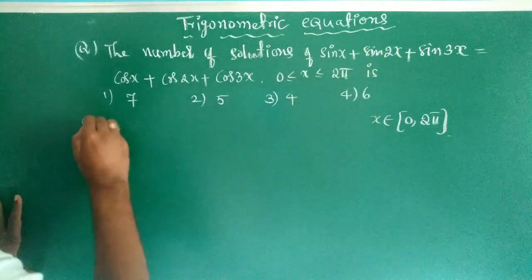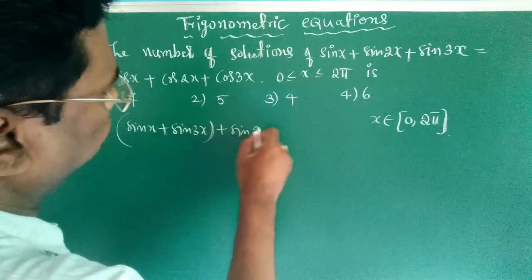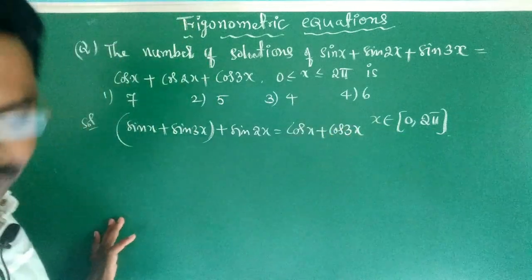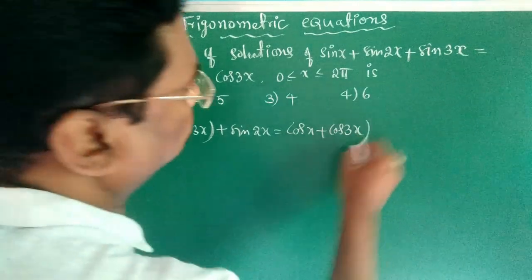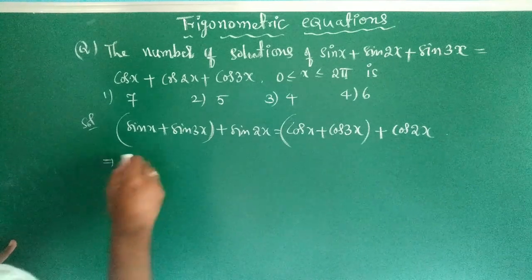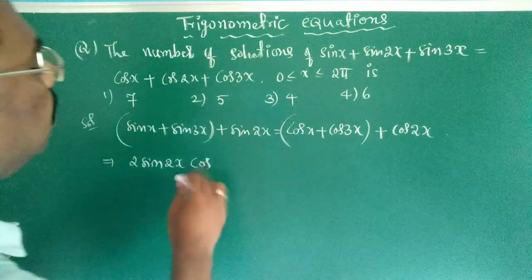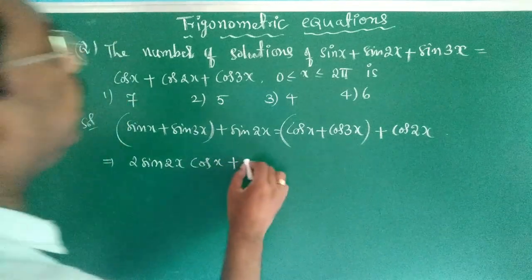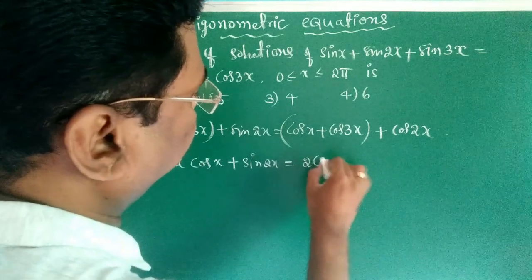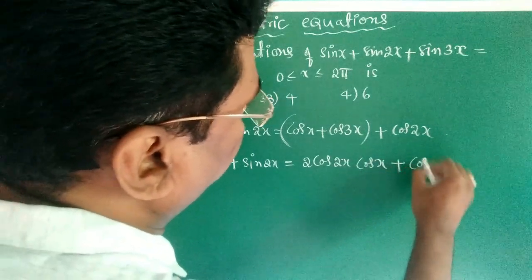Now here, given equation sin x + sin 3x + sin 2x = cos x + cos 3x + cos 2x. Using sin C + sin D = 2 sin((C+D)/2) cos((C−D)/2): sin x + sin 3x = 2 sin(4x/2) cos(−2x/2) = 2 sin 2x cos x, plus sin 2x. And cos C + cos D = 2 cos((C+D)/2) cos((C−D)/2), so cos x + cos 3x = 2 cos 2x cos x, plus cos 2x.